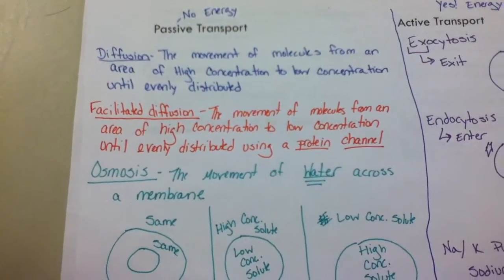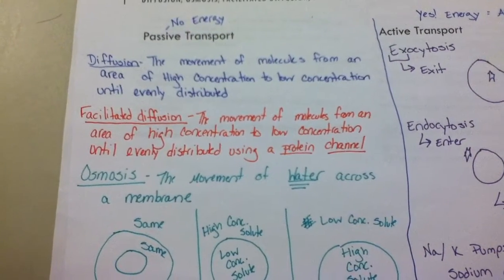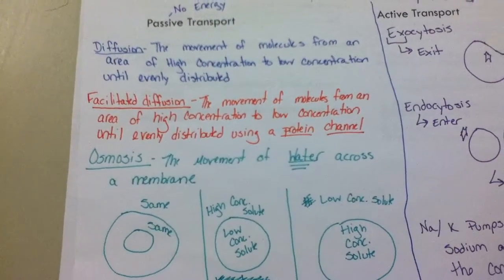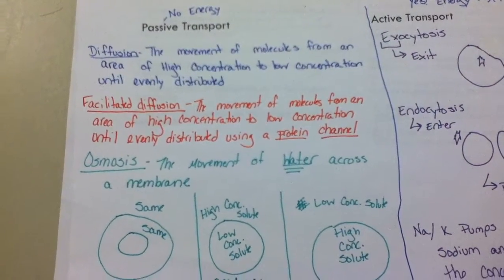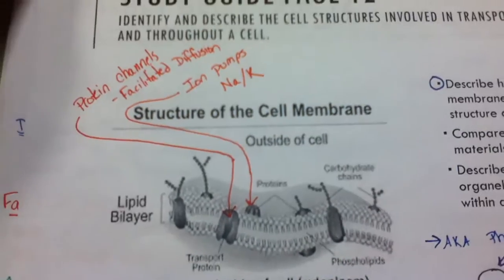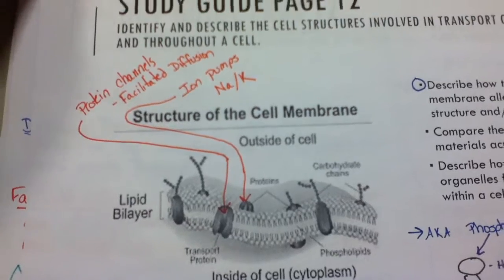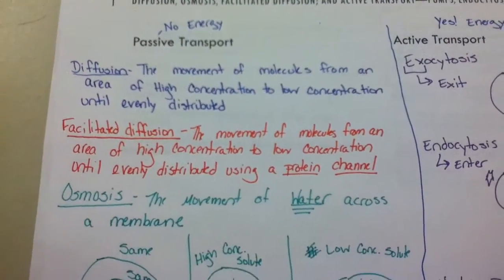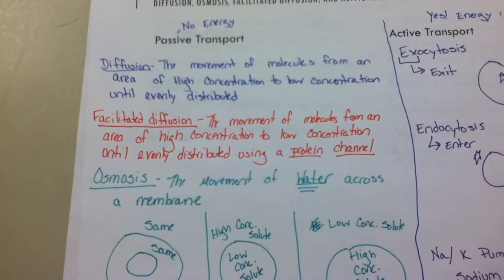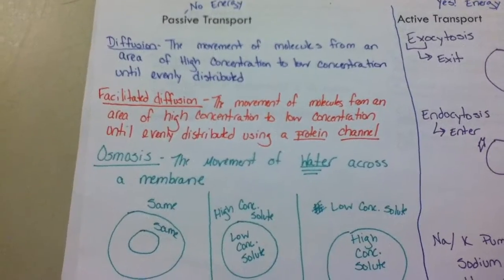Facilitated diffusion is the same as diffusion, the movement of molecules from an area of high concentration to low concentration until evenly distributed, but this time the facilitated diffusion is going to use a protein channel, one of these embedded proteins, to move larger molecules across the selectively permeable membrane. Even though it says facilitated, it's still passive transport. It still does not require energy.